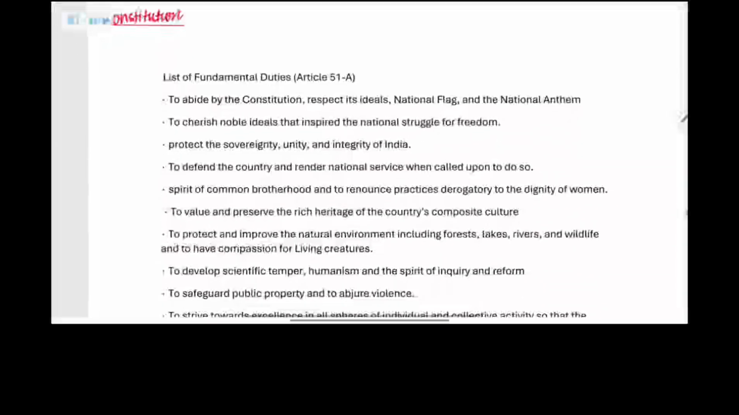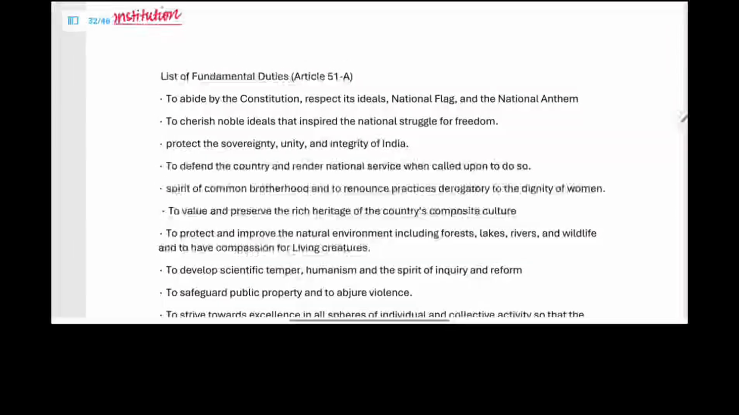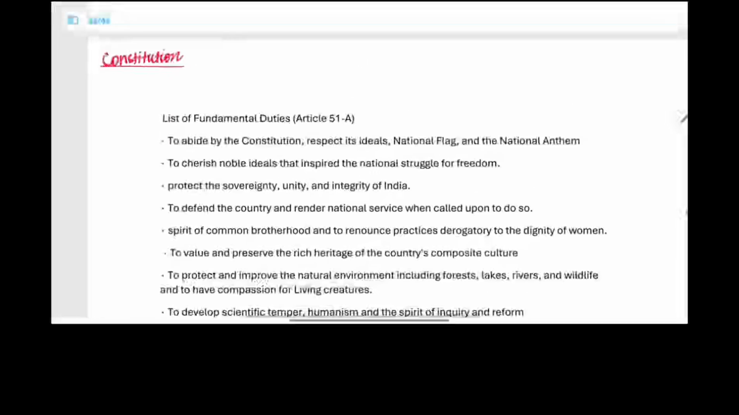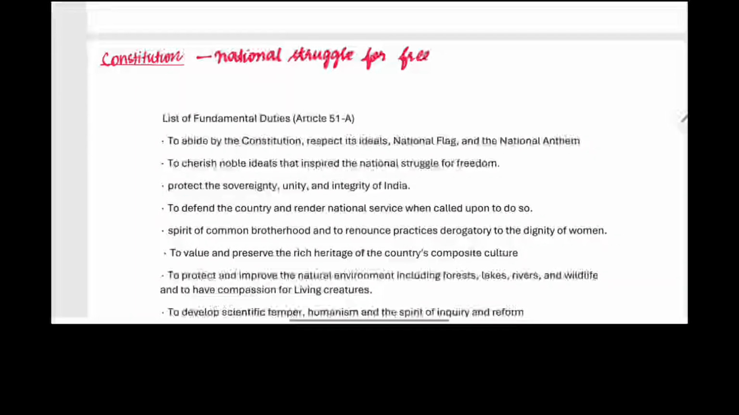When we speak about the Constitution, we have to know where the Constitution has come from. The Constitution came from the national struggle for freedom, right? Only through the freedom struggle did we get freedom, and we have a Constitution to cherish the noble ideals that inspired the national struggle for freedom.